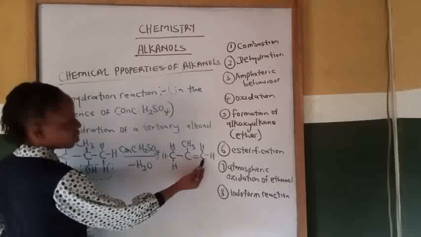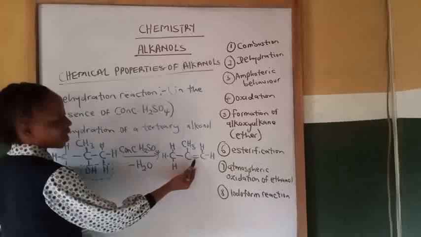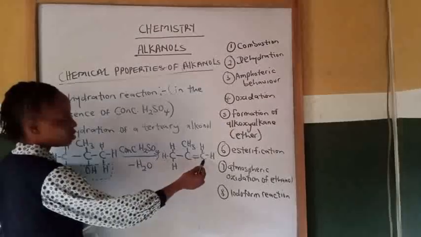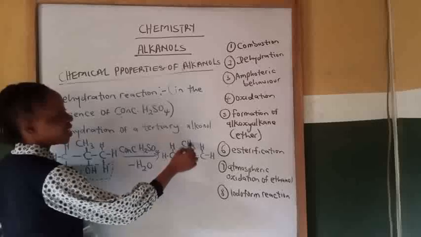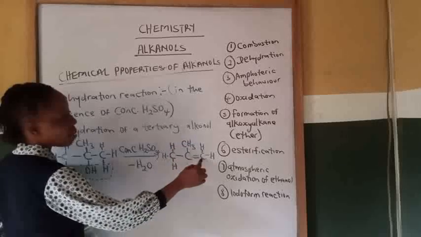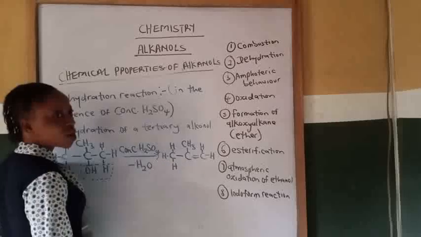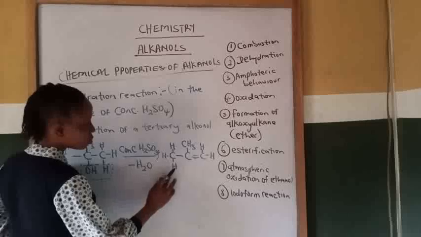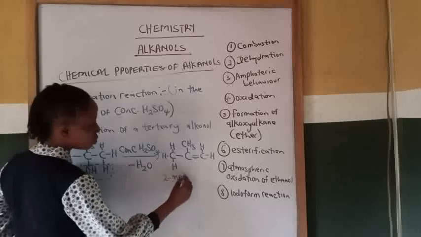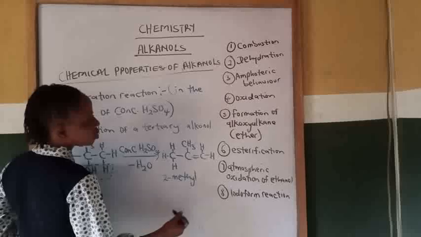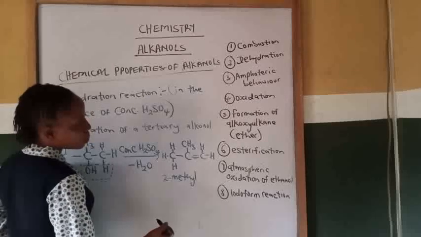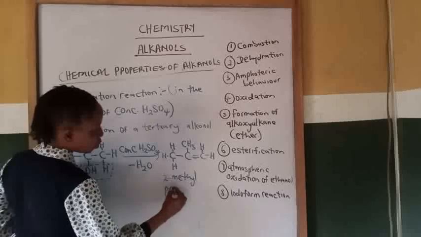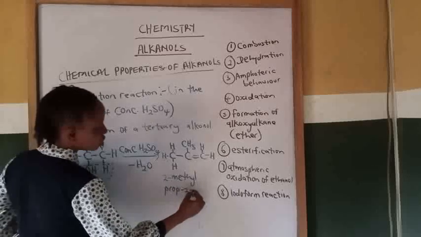You can call it what? Number 1, this is an alkene. It belongs to the alkene group. So therefore we have CH3, which is methyl, on the second carbon atom. 1, 2, 3. The root hydrocarbon is propene. So therefore it will be 2-methylpropene.